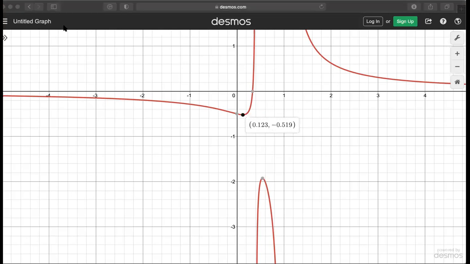Now notice that for that particular graph, without using a graphing calculator, it would be nearly impossible to figure out that range. Just want to mention that.